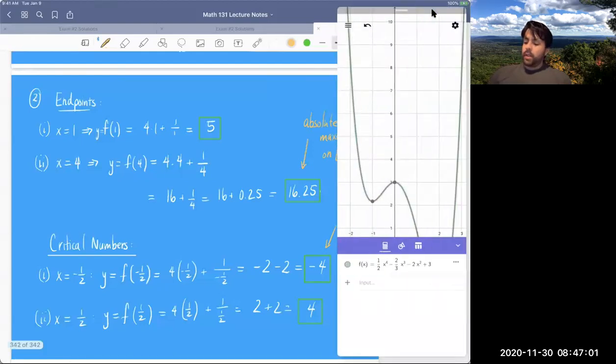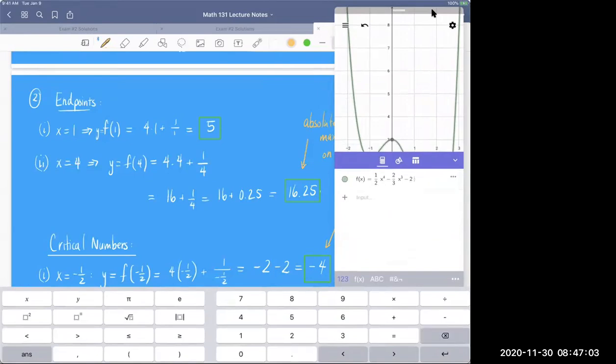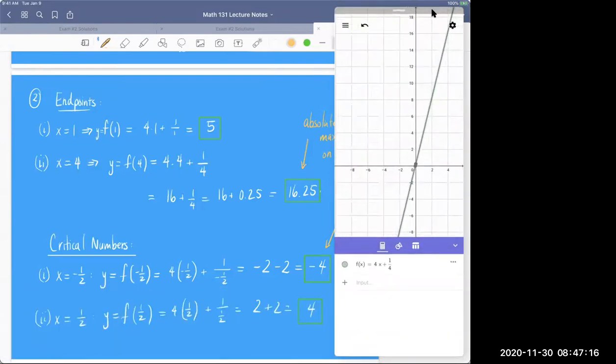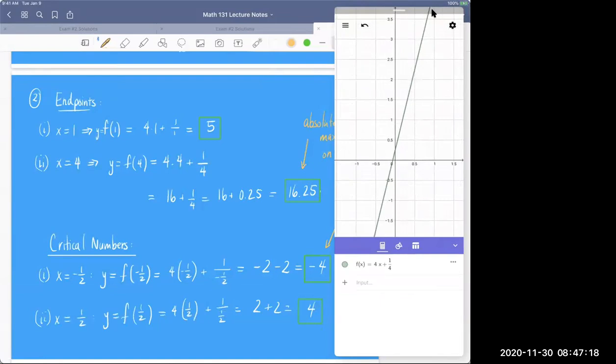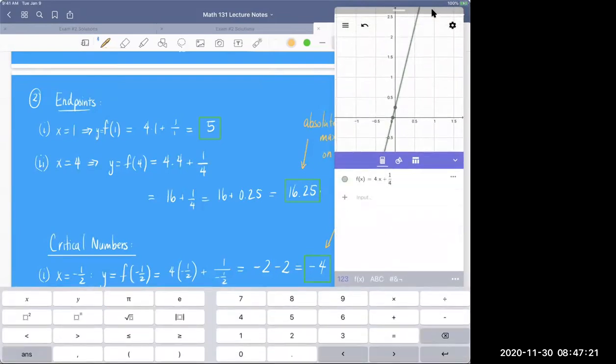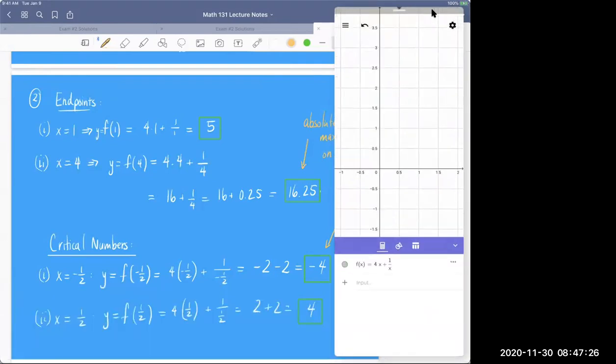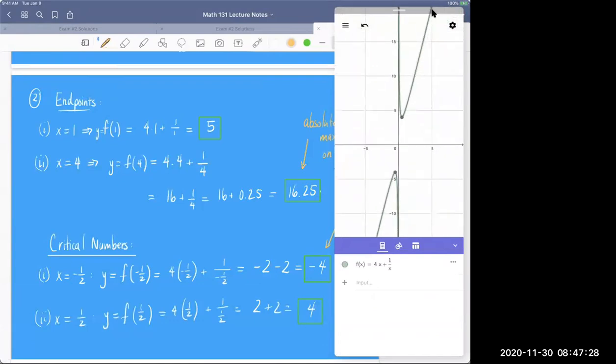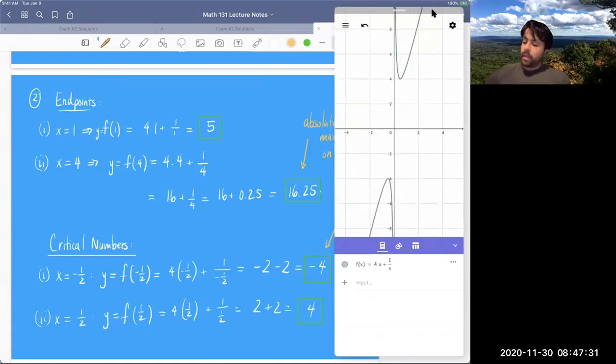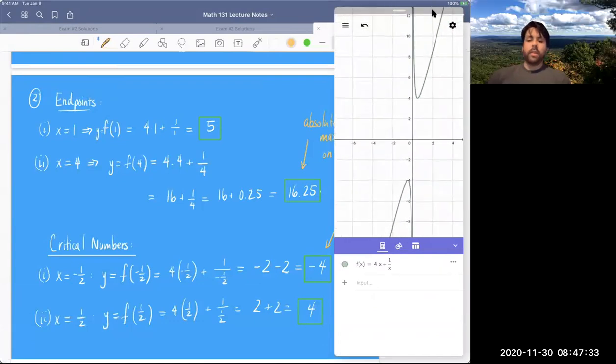And just to give us a bit more of a visual here, what does 4x plus 1 divided by x look like when I graph it? So when I graph it, this is what I get. You see that? It looks a little strange, right? It's like two different pieces.